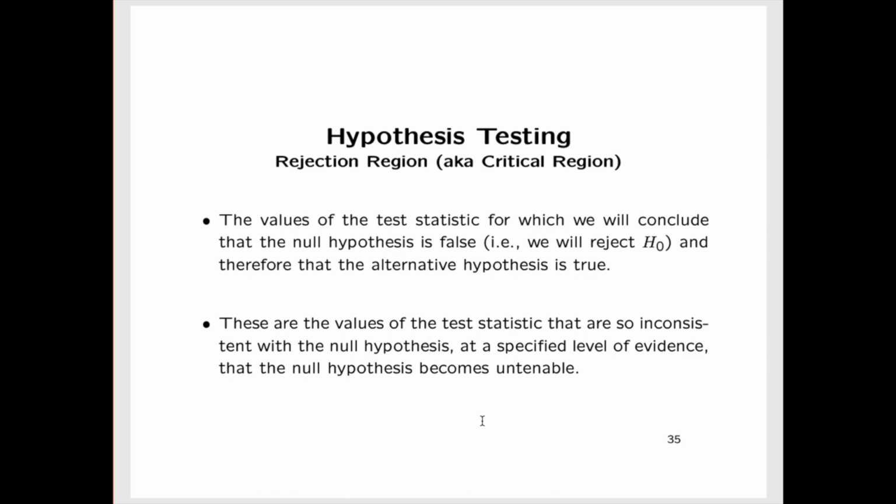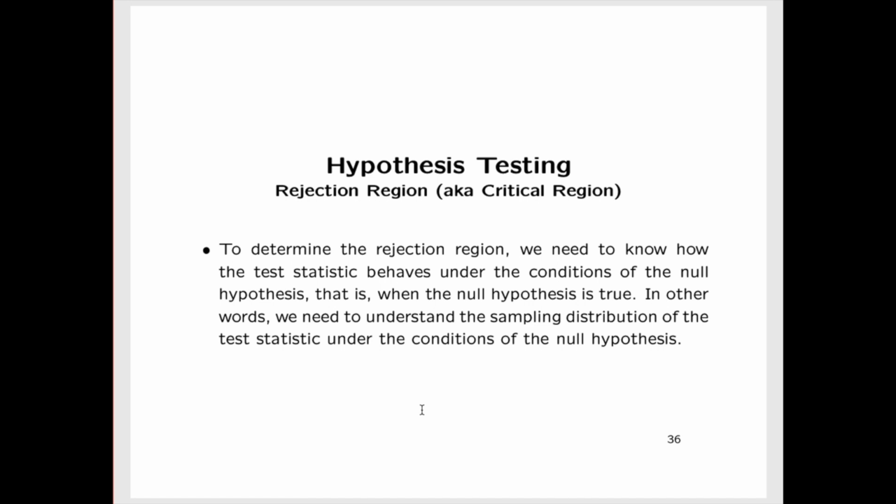And with that in mind, an analogous way to think about it is that the rejection region is the set of values of the test statistic that are so inconsistent with that null hypothesis at a specified level of significance that the null hypothesis really becomes untenable. We really cannot continue to hold that the null hypothesis is true when we have a value of the test statistic which falls in the rejection region. And the reason is because the value of the test statistic is so inconsistent with that null hypothesis that it is just really not tenable.